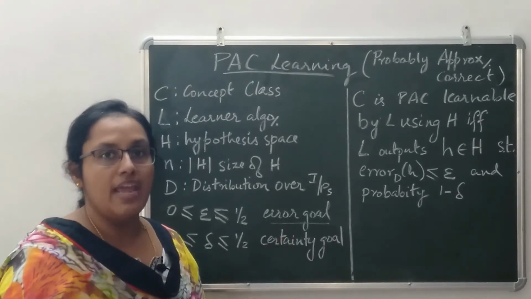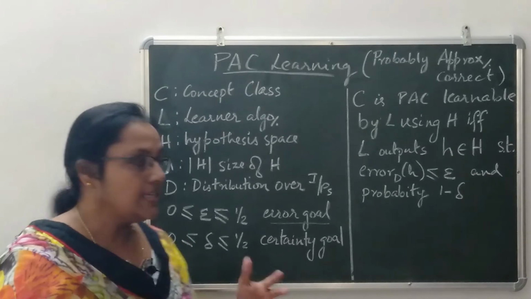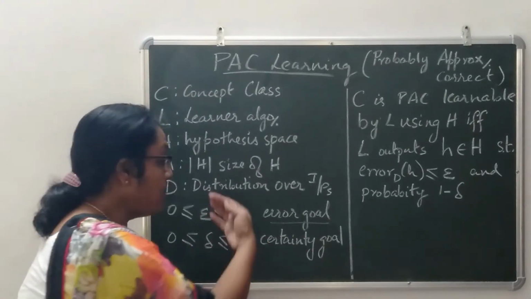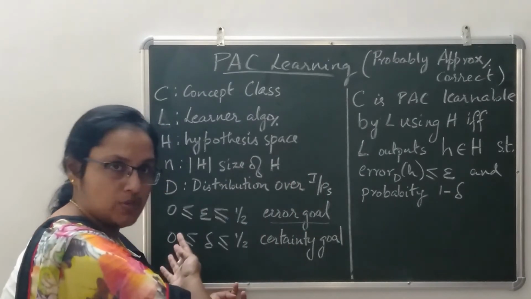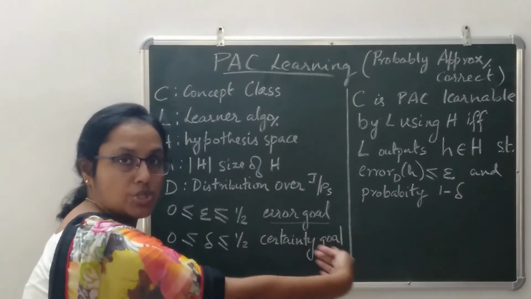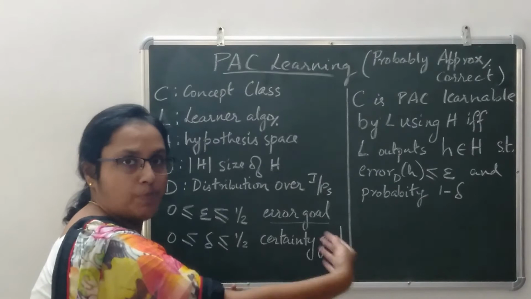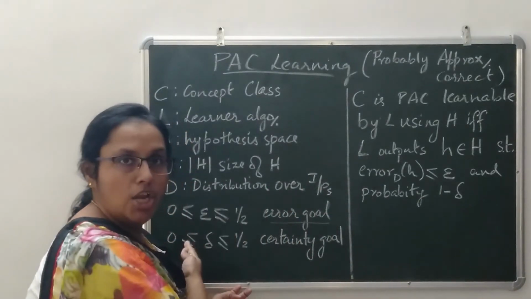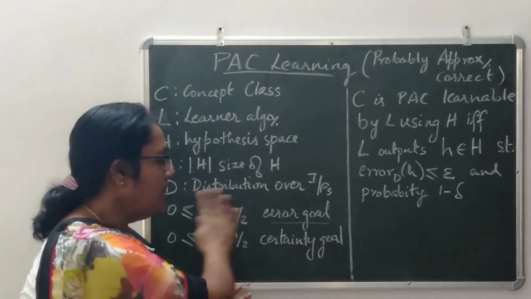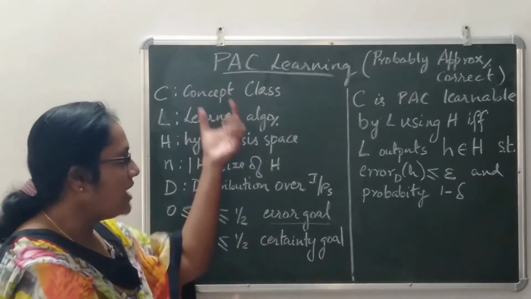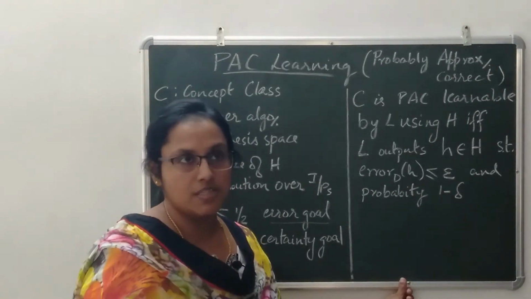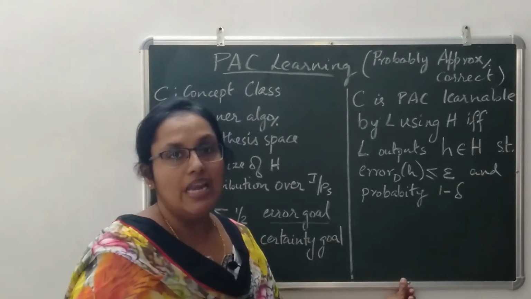Now what is our aim? Our aim is always that the epsilon value must be as low as possible, and the delta value should be as high as possible, so that certainty is high and error is low. This is what we mean by these particular values. So if you have understood this, let's look at what is probably approximately correct learning.